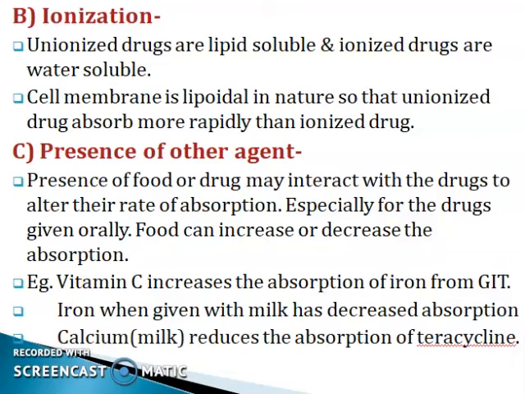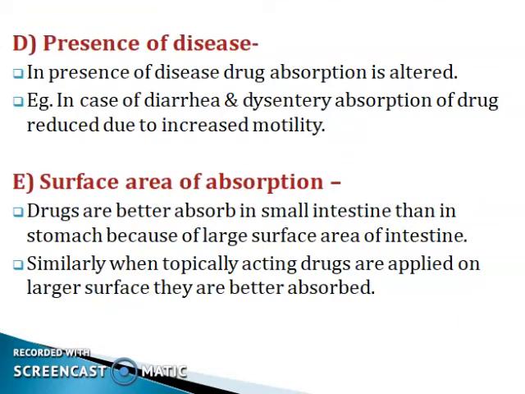Okay, so next one is the presence of the disease. If there is a presence of disease, it may again alter the absorption of the drug, like we have seen the example, that is the diarrhea and dysentery. In diarrhea and dysentery, what happens? The motility of the intestine is already increased. Due to this, what happens? If the drug is taken, due to the increased motility, the drug will get easily and quickly excreted before its complete absorption.